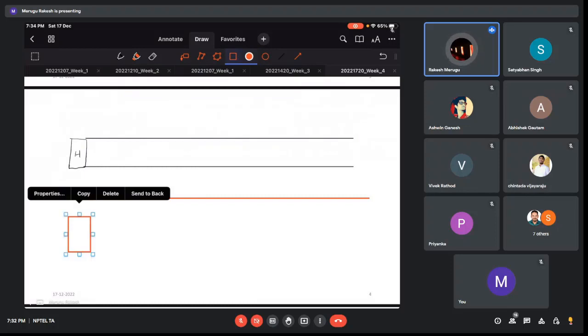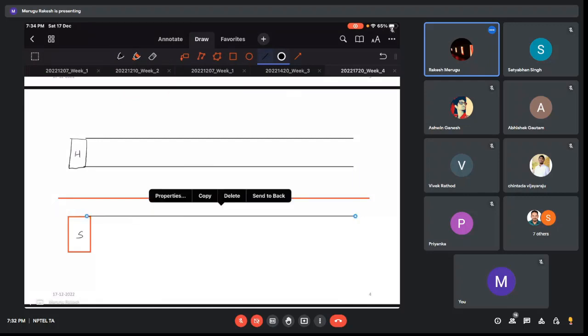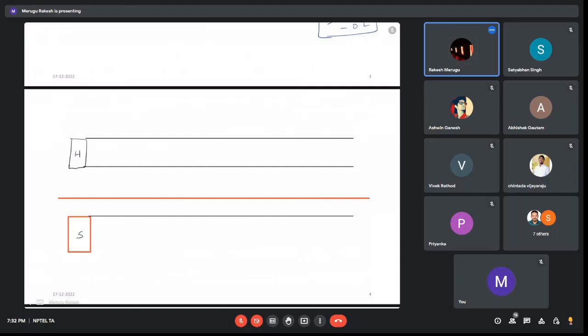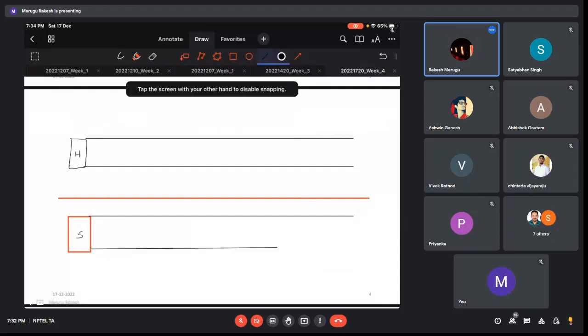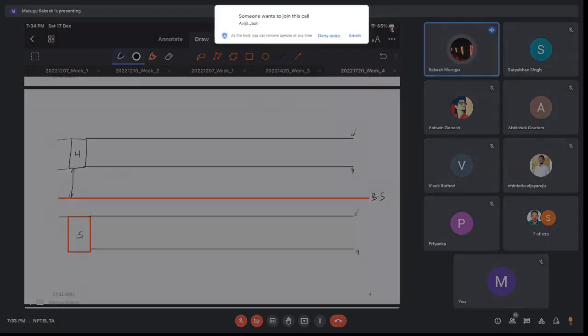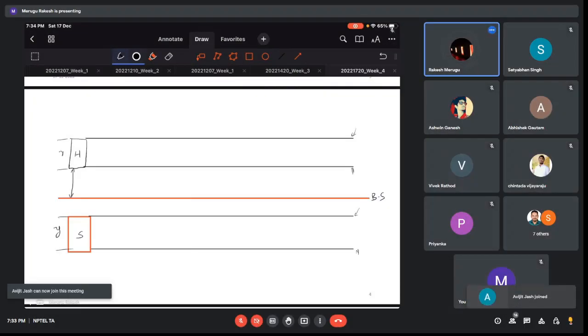And similarly we have the shaft. So these are the datum lines, just for construction purposes, I have written. This is the basic size. This is the fundamental deviation, and we have a tolerance on the hole as well as on the shaft, say x. So now the first one is workshop gauges.